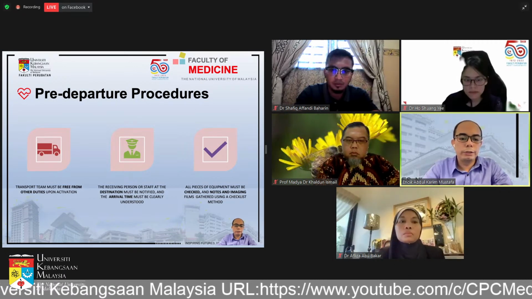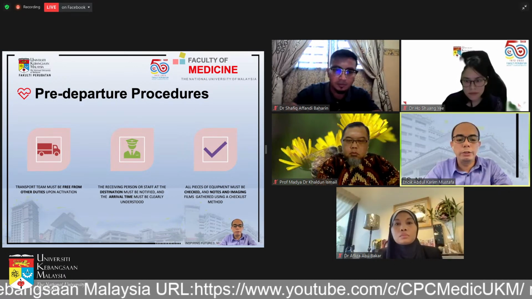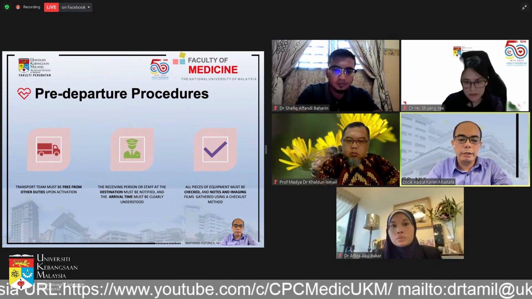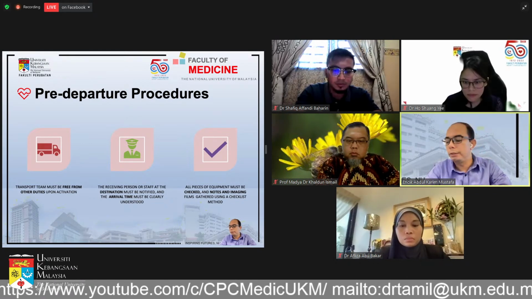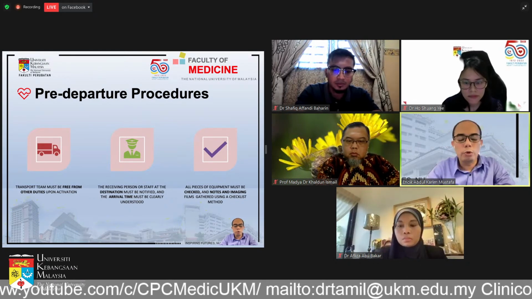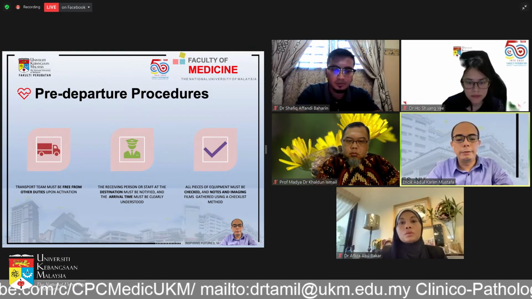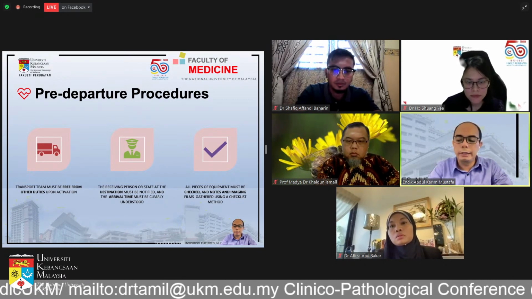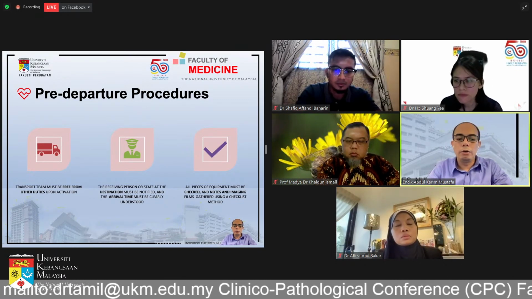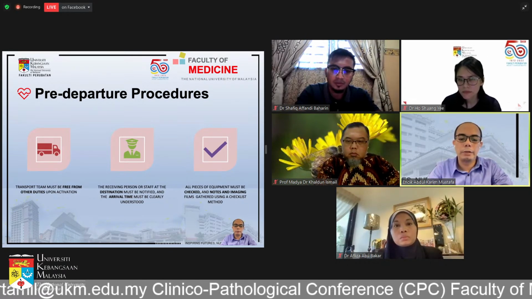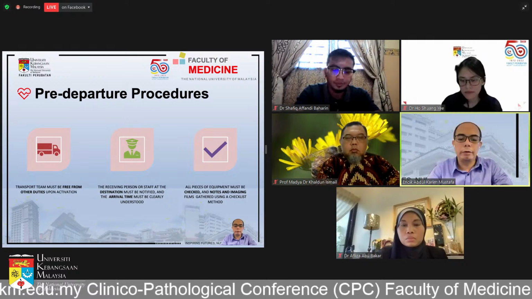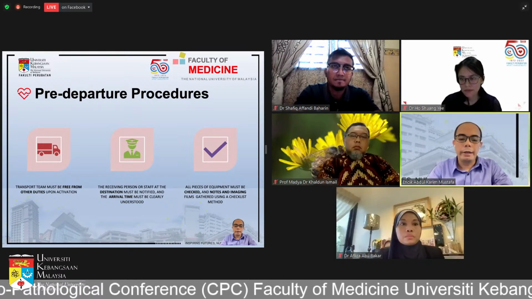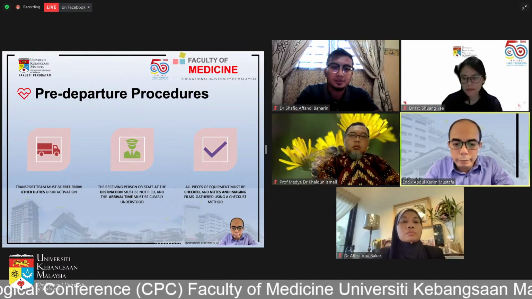Then in the pre-departure process, the transport team must be free from the duties of on-call activation. So we have to find other people who are free, who are not working today, then we can do the transportation, even though the transportation takes about 1 or 2 hours. The receiving staff at the destination must be notified. We can use our current system to communicate with the hospital HTJ to inform them the patient will be transferred, and the ETA, the estimated time of arrival, from our dispatch center to the HTJ dispatch center. Then make sure the arrival time is clearly understood.